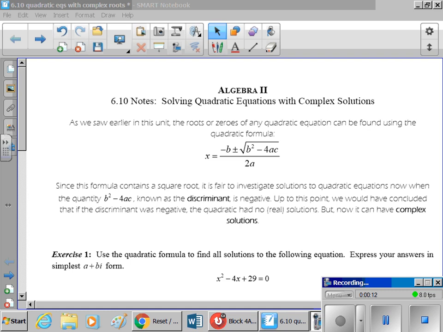Today we're going to be doing 6.10, which is solving quadratic equations and ending up with complex solutions. We saw earlier in this unit the roots or zeros of any quadratic equation can be found using the quadratic formula. And I just want to remind you that that formula is given to you on your reference sheet for your region, so you don't have to always memorize it.